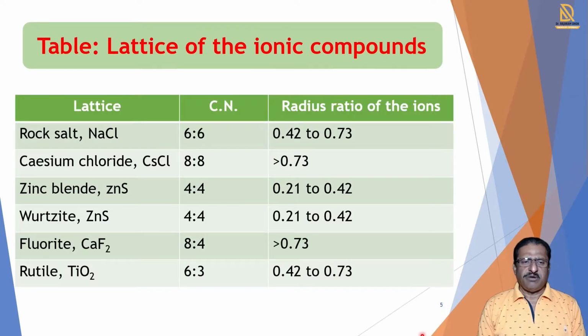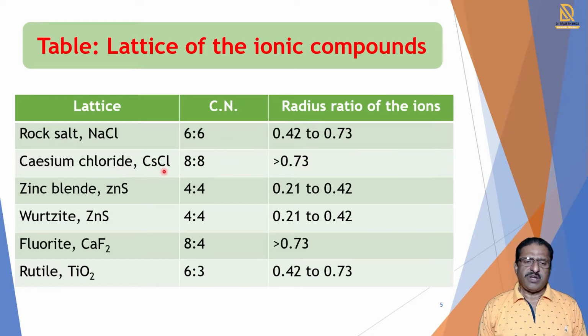Now we see this table. In this table, lattices of different ionic compounds are shown, and in this lattice, their coordination number and radius ratio of the ions are also shown. So we see these different lattices. The first lattice is rock salt, that is NaCl. In that, the coordination number of Na and Cl both is 6, written here as 6:6, meaning one Na is surrounded by 6 Cl and one Cl is surrounded by 6 Na. In this case, the radius ratio is in the range of 0.42 to 0.73.